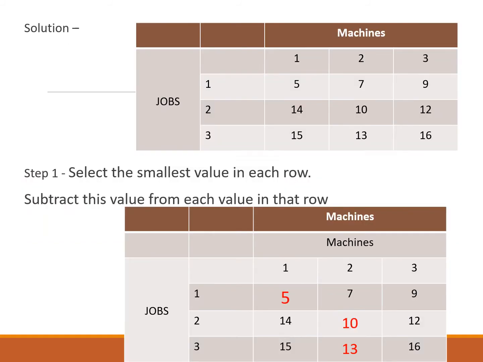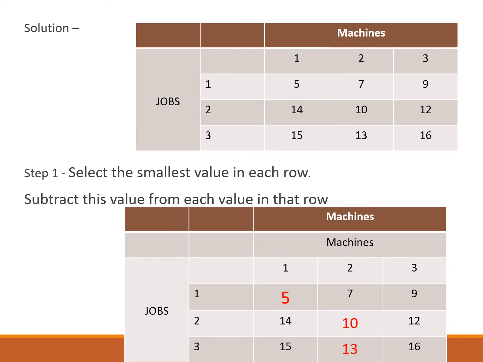So write down the table with the matrix. Here we need to apply the Hungarian method or Flood's technique. Our first step is step 1, row subtraction. Select the smallest value in each row and subtract this value from each value in that row. See, in the first row the minimum value is 5, in the second row the minimum value is 10, and in the third row the minimum value is 30.